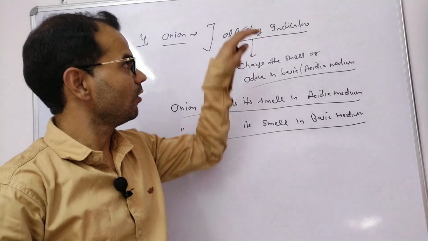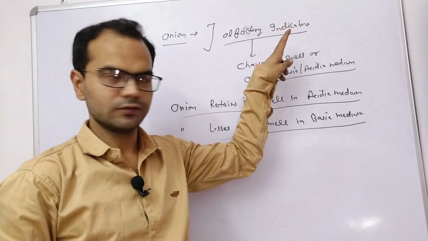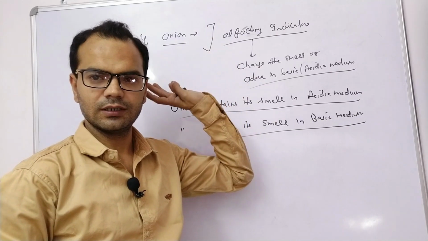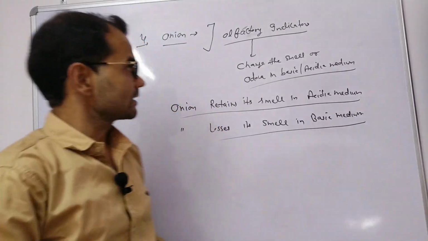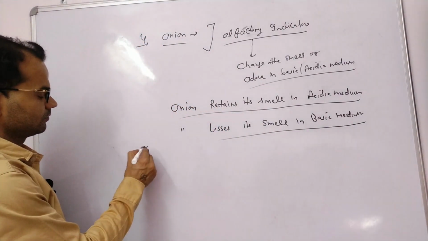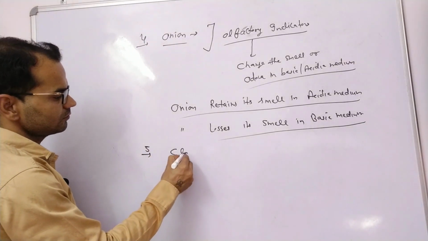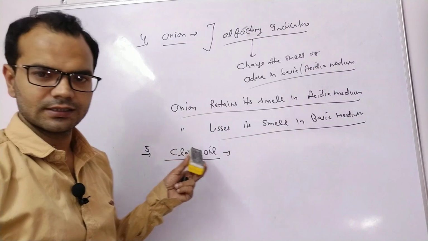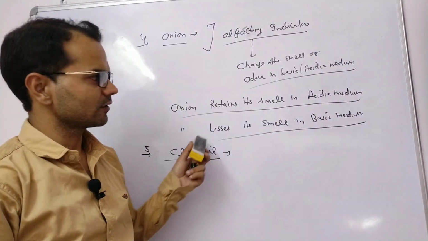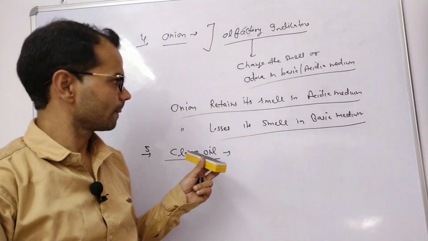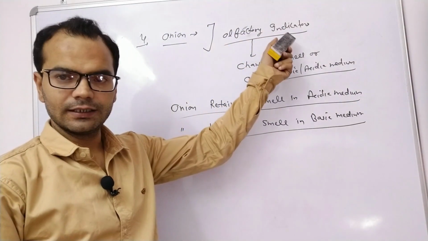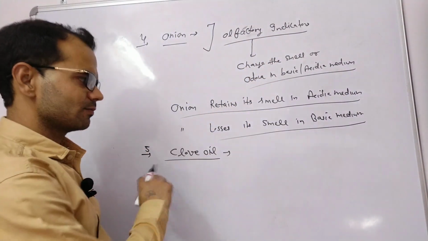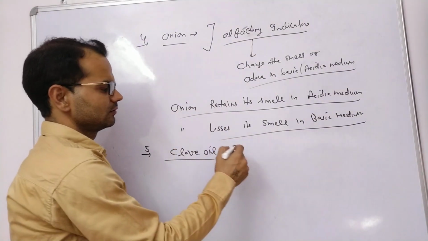Again I am repeating, olfactory indicators are useful for visually challenged people. Clear? Next, fifth is clove oil. Again we can see this substance in our kitchen. Again this is an olfactory indicator, and again it is a natural indicator also. Its property is almost the same.